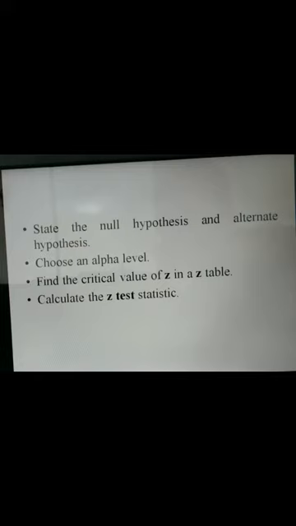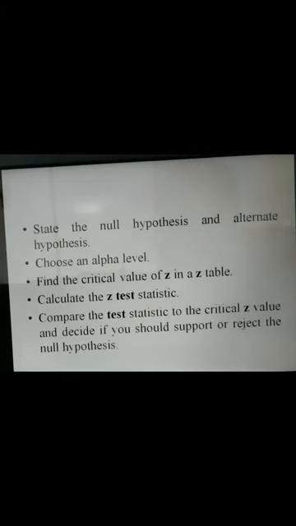State the null hypothesis and alternative hypothesis, choose the alpha level, then find the critical value of z in a z table. I have already shown how to see the z value. Then calculate the z statistic. I have already mentioned how to do the z statistic. And lastly, compare the test statistic to the critical value and decide if you should support or reject the null hypothesis.